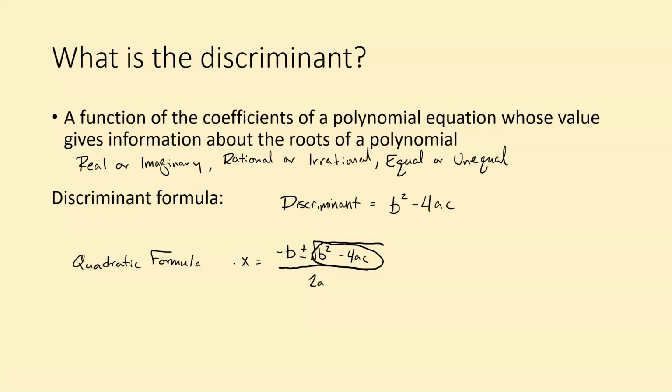Our roots are the x values. Once we simplify everything, that's the roots we come up with. But depending on what's underneath this radical determines whether your solution is real or imaginary, rational or irrational, equal or unequal. So we're going to go through the different possible discriminants you can have and determine what makes it real, imaginary, rational or irrational, equal or unequal.